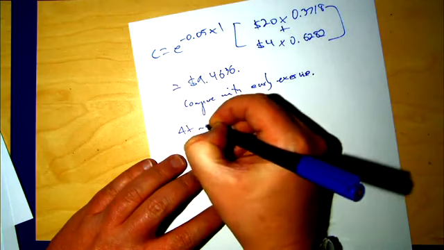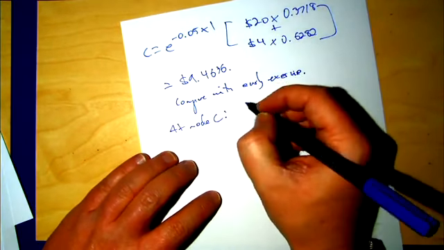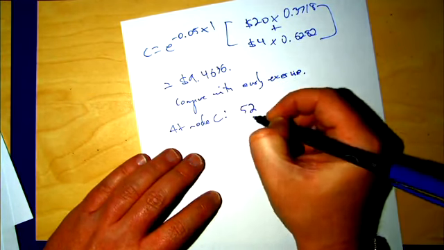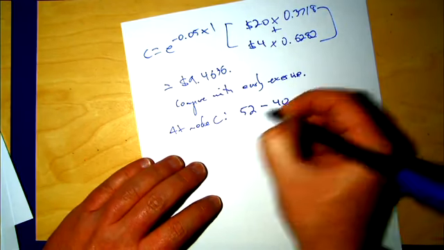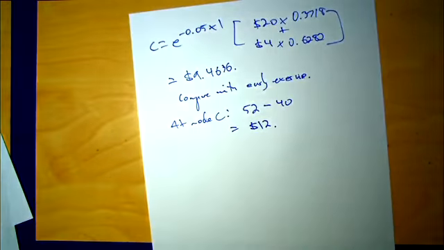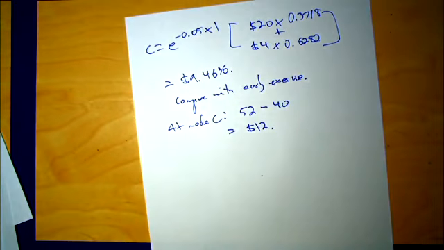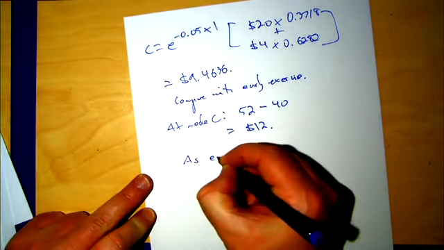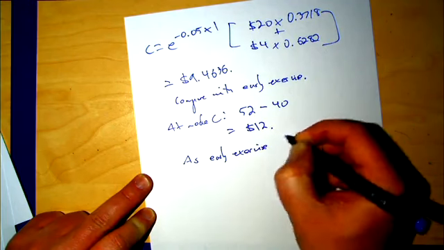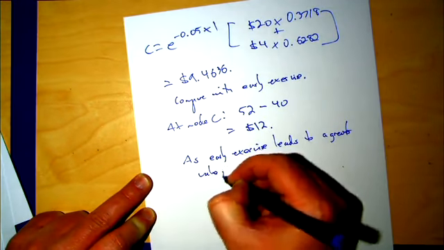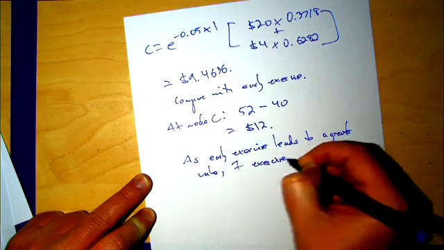So at node C, early exercise would be 52 minus 40, which would be $12. Do I exercise early at this node? Yes. Early exercise gives me a greater amount of $12 than 9.4636. So as early exercise leads to a greater value, I exercise early.